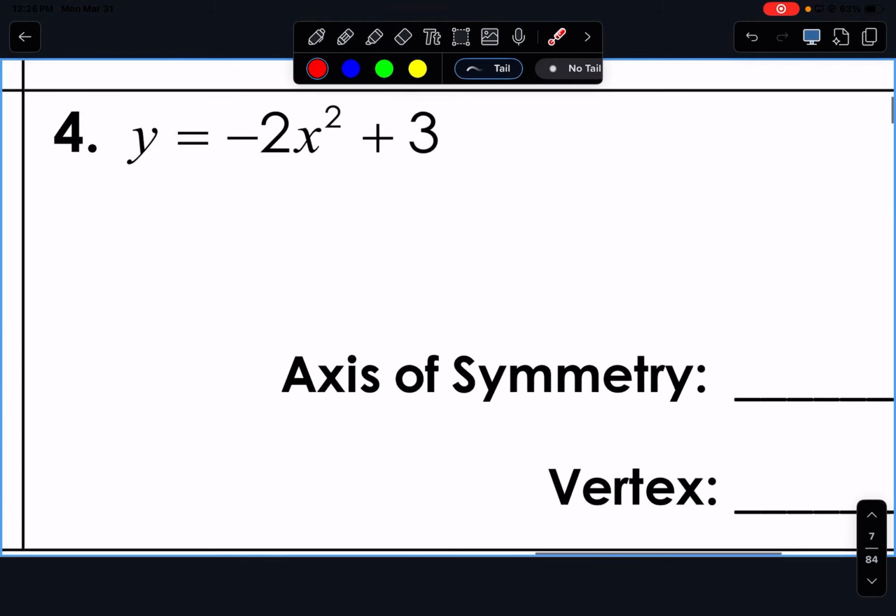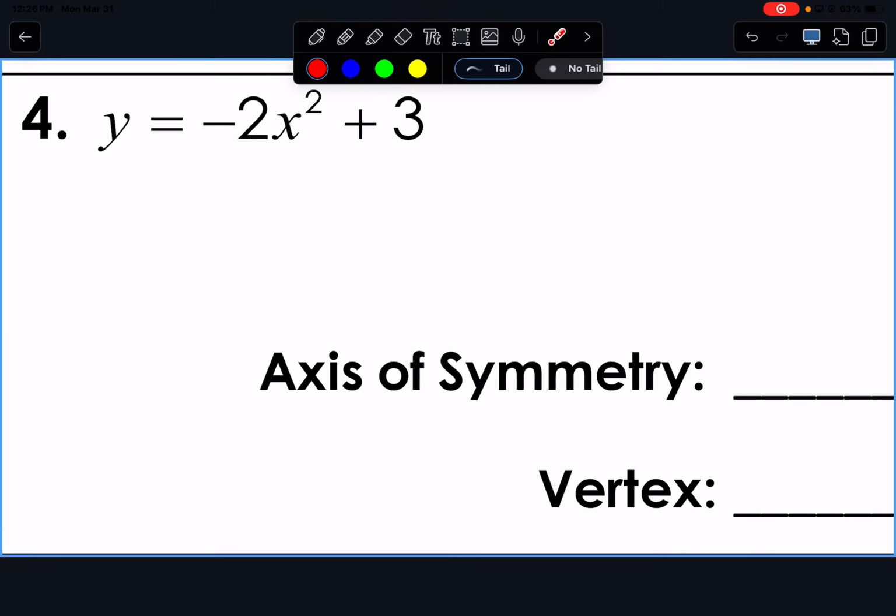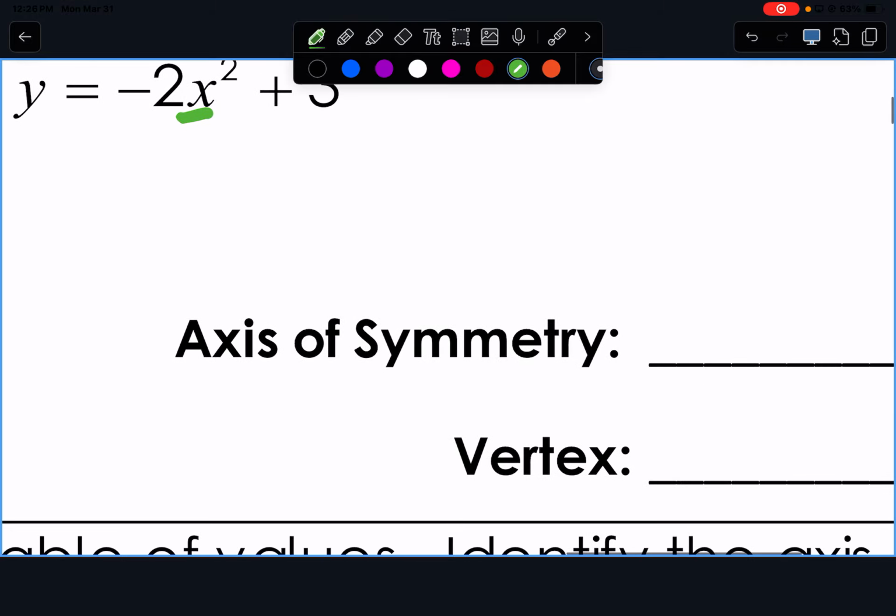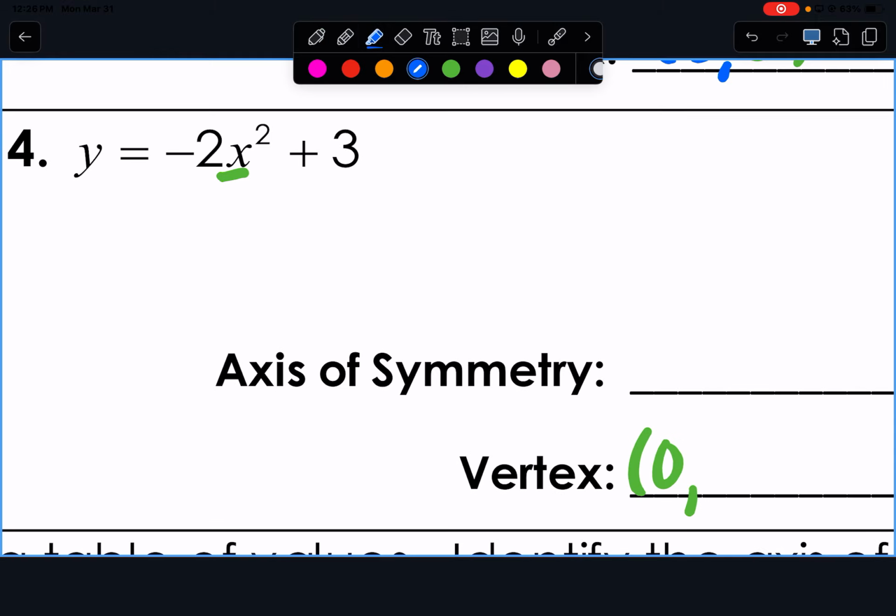All right, for number 4, is there anything inside the function? No, because the x doesn't have a parentheses in it. It's just hanging out there. So what does that mean my x coordinate is going to be? 0. And then what's the outside transformation happening? Up 3. So what does that need to be? 0. And what is our axis of symmetry?